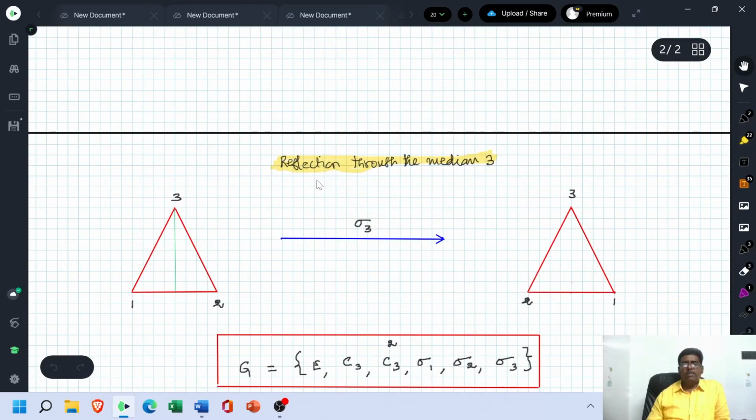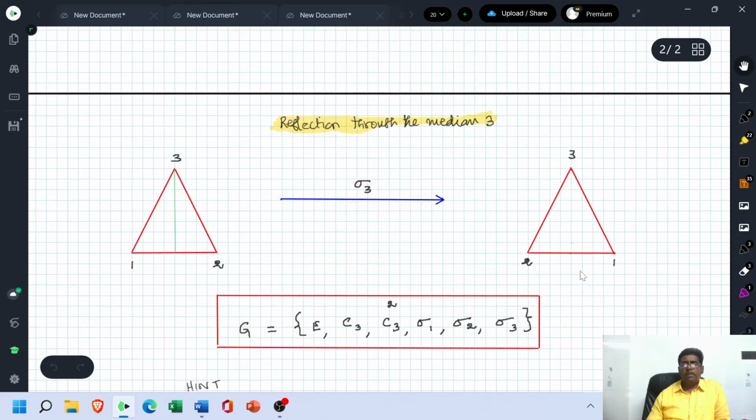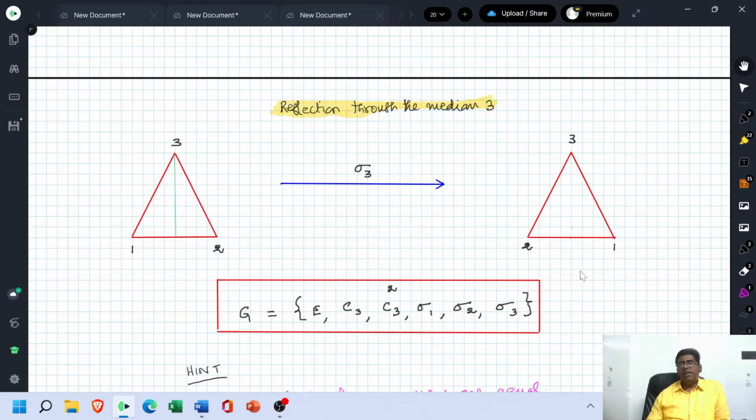And the final one is reflection through the median 3. Say this is the third median. If the reflection is made through this median, the point 3 is kept constant, but the points 1 and 2 are interchanged. We have a new structure that is also maintaining the symmetry. So in this way, the symmetry of an equilateral triangle is maintained.